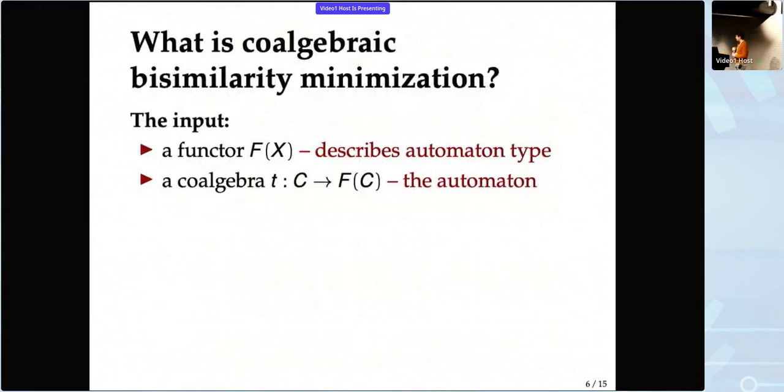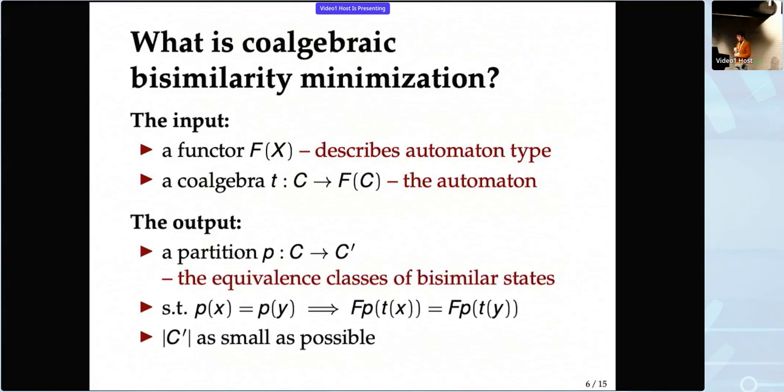So what is Coalgebraic Bisimilarity Minimization? As input, we give a functor, which describes the automaton type. And we give a coalgebra, which is such a mapping from a finite set of states to the data attached to each state. And that then represents the concrete automaton.